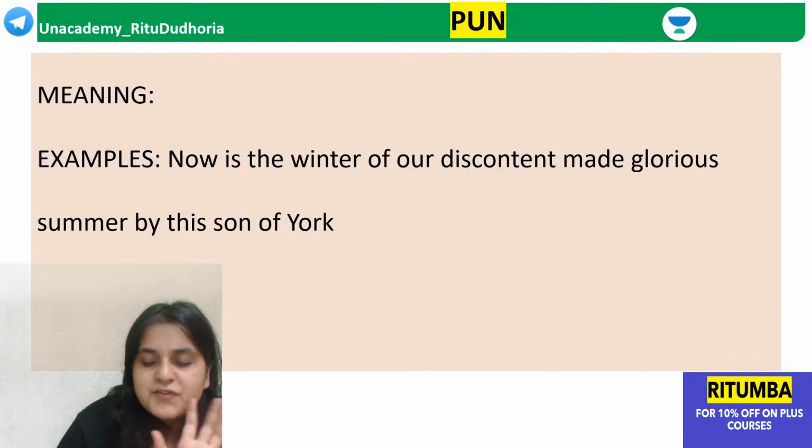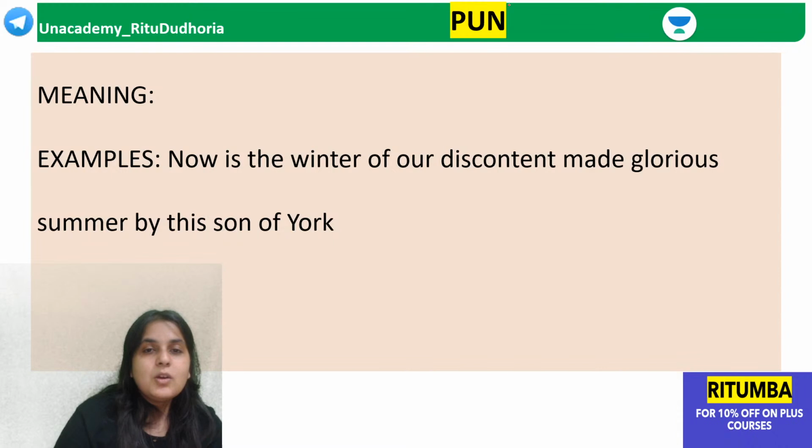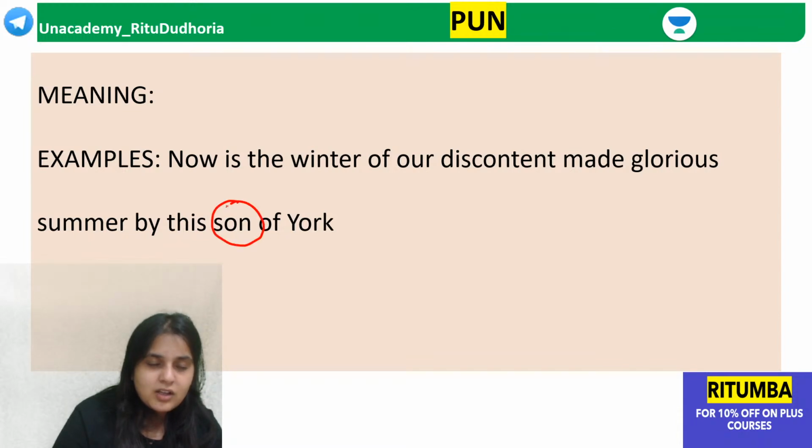Guys, kuch hi hai, just some more and then we'll stop. Okay, just some more. Come on. What is a pun, guys? Now look at this. Pun. Now is the winter of our discontent made glorious by the son of York. Guys, pun is basically a word जिसके double meanings निकल सकते हैं. Now when I say double meaning, I basically mean it's a play on words.